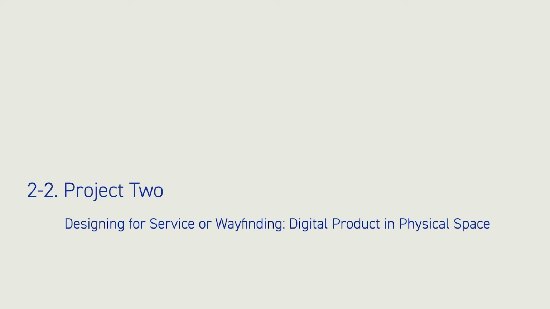Project 2, Designing for Service or Wayfinding, Digital Product in Physical Space. This project requires students to create a kiosk design for a physical space which the students can visit to study the surrounding environment and observe user behaviors. Physical spaces can range from hotel, museum, elderly care, hospital, airport, restaurants, offices, and stores.